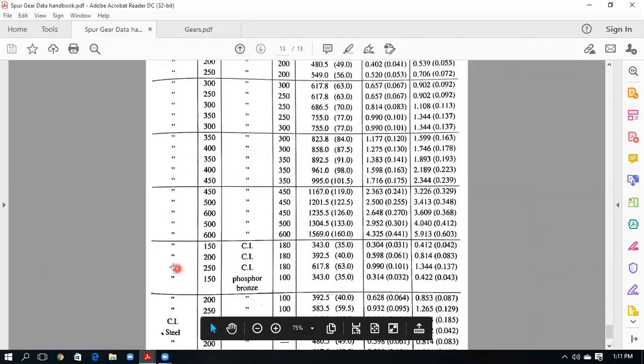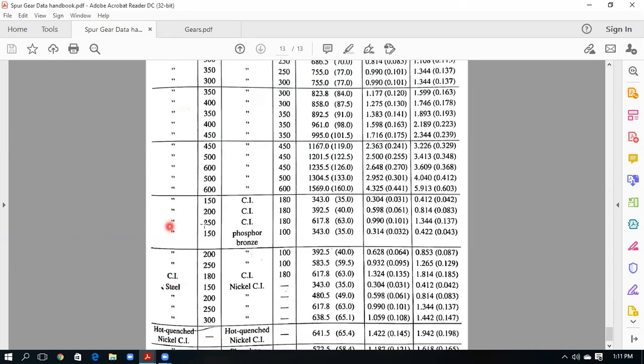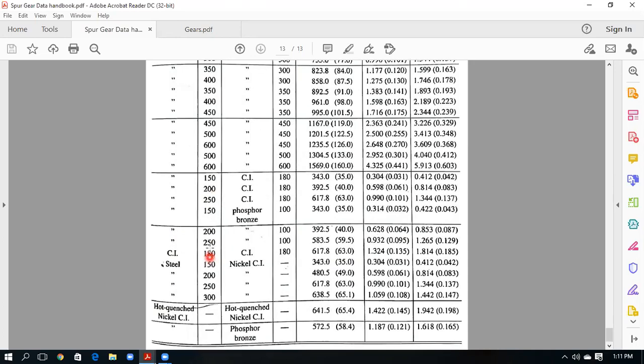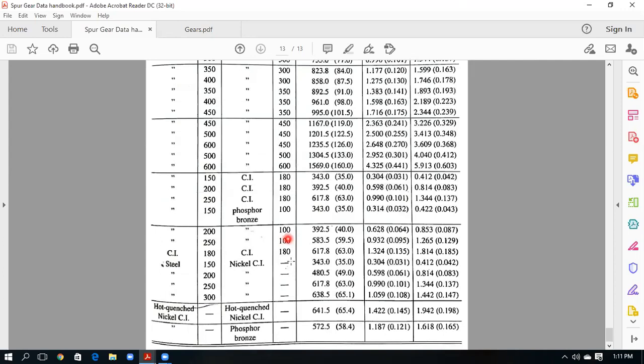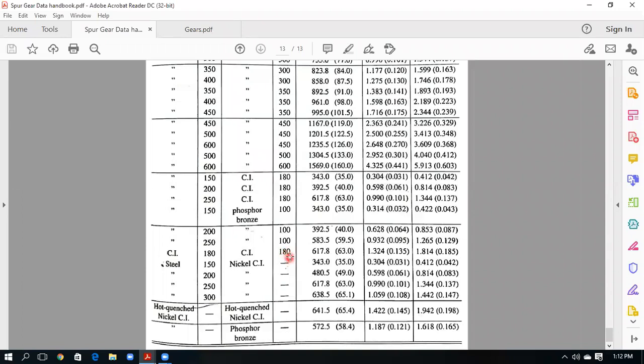The pinion is made up of steel. This is the steel one. Up to this it is steel, and its hardness number is 250. Here you can see that it is BHN, Brinell hardness number. It is 250. Similarly, the gear Brinell hardness number is 200, whereas the maximum here is 180. Okay, you can take cast iron maximum as 180.